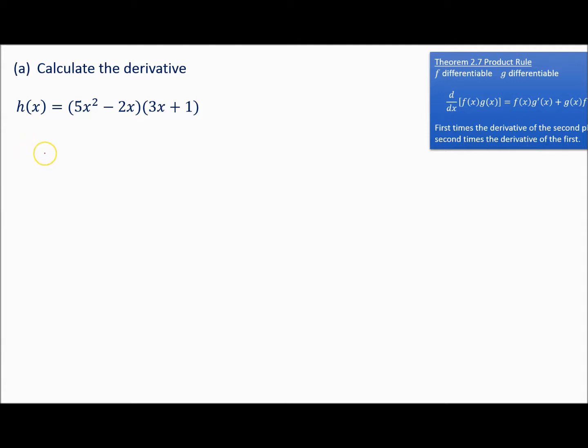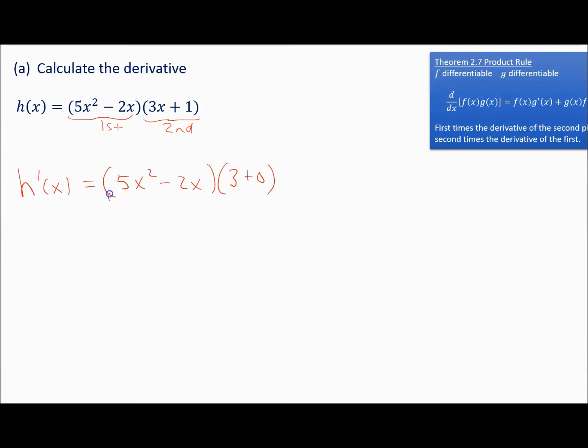So here we go. By the way, what's the first and the second? So this guy right here is the first, and this is the second. You see how that's a product, right? So we have h prime of x is equal to, now the first, we just recopy, 5x squared minus 2x times the derivative of the second. So what is the derivative of 3x plus 1? Okay, well the derivative of 3x we know is 3, and the derivative of 1 is 0. Don't feel like you have to write that 0, you don't.